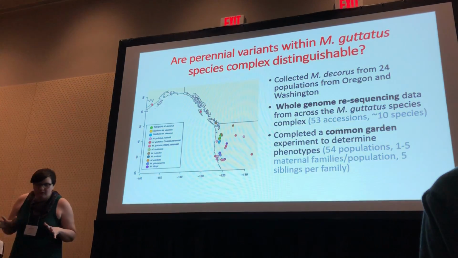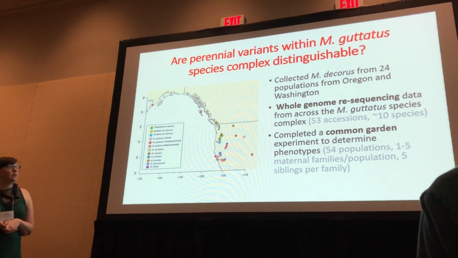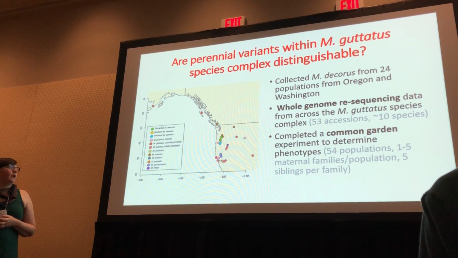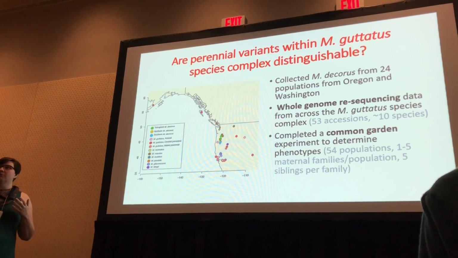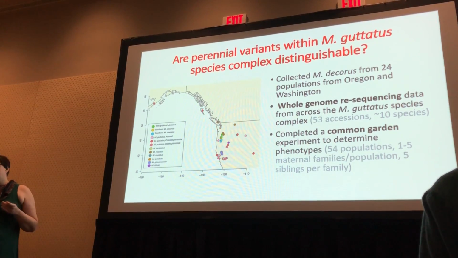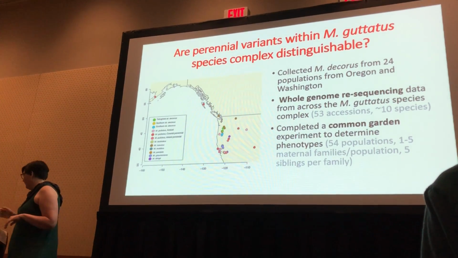Okay, so to understand this Decorus thing, we went out to the field. We collected a bunch of different samples of Decorus throughout its known range in Oregon and Washington. We whole genome sequenced those, as well as a bunch of different genomes of Guttatus, and then some others from the complex that I won't really talk about today. We also completed a common garden study and measured a bunch of different phenotypes there.